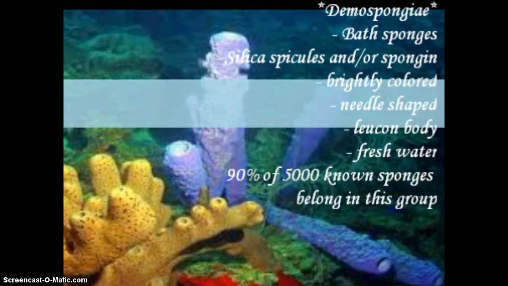And the last class are the Demospongiae, which are considered the bath sponges. They have silica spicules and or spongin. They're brightly colored, needle-shaped, only the leucon body, freshwater sponges, and 90% of the 5,000 known belong in this group.